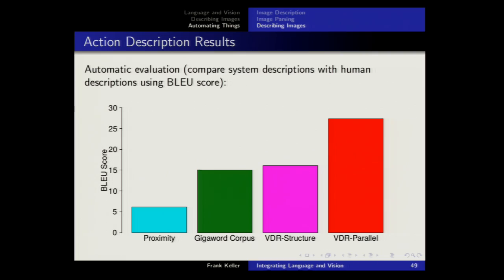And we see the proximity model, the simplest model, doesn't do very well. If we throw in corpus information, we get a pretty large boost in performance. If we throw in structure, again, we get a slight boost compared to the corpus. But if we use parallel structure between words and sentences, then we get a fairly large improvement. So that is our hypothesis, right? That exploiting these parallel structures, linguistic and visual structures, allows us to generate better image descriptions.